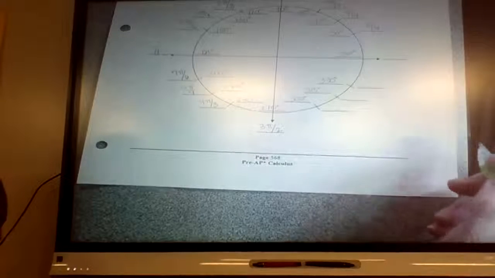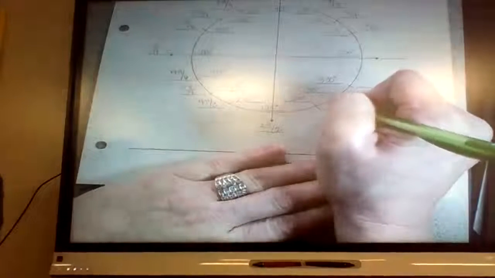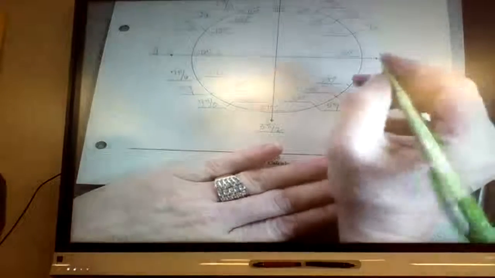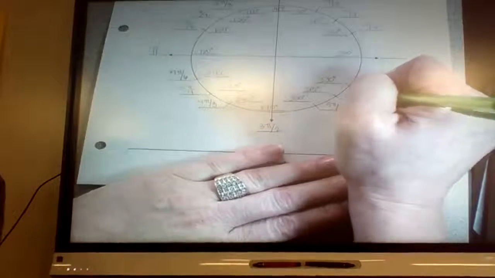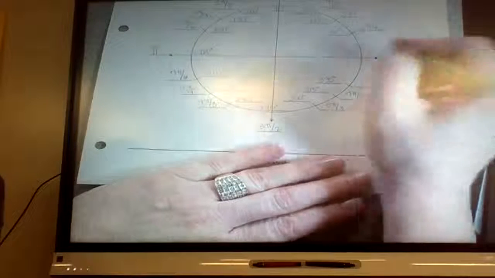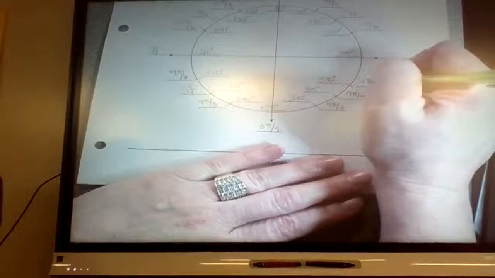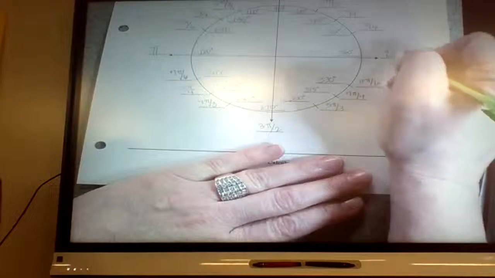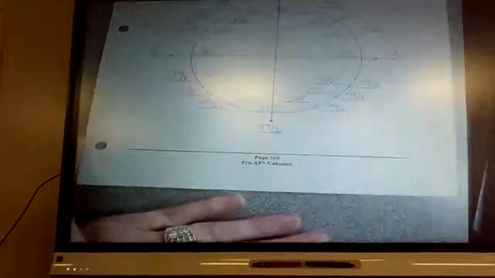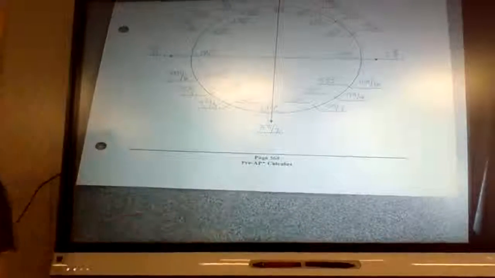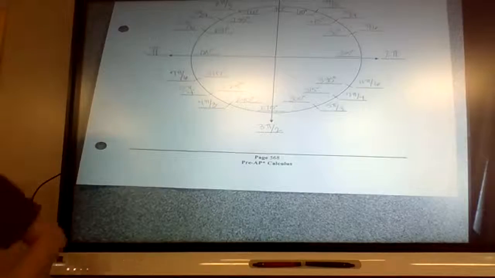300 is 5 pi over 3. 315 is 7 pi over 4. 330 is 11 pi over 6. And 360 is 2 pi. No, it's easy. All right, you got that?